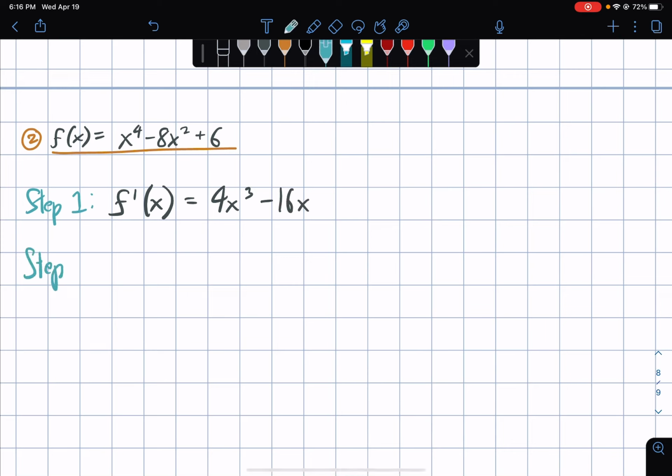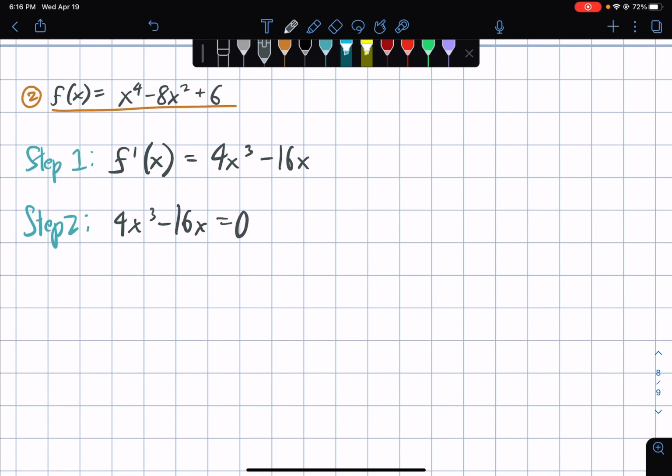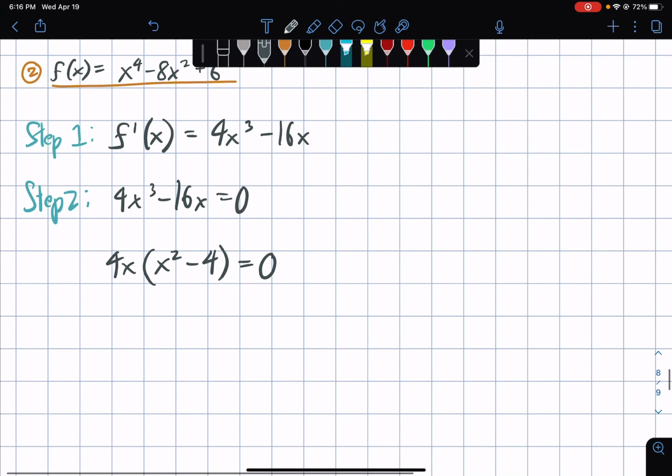So step 2, equate the derivative to 0. 4x raised to 3 minus 16x is now equal to 0. You evaluate it in order to find x. Apparently, I think we might have 3 critical points this time because we'll be having 3 x's, if I'm not mistaken. So next is 4x equal to 0.